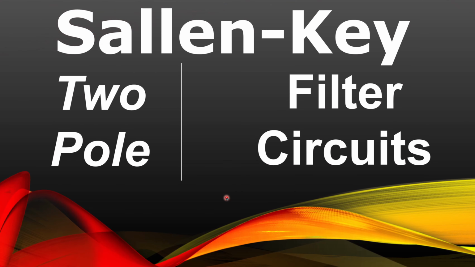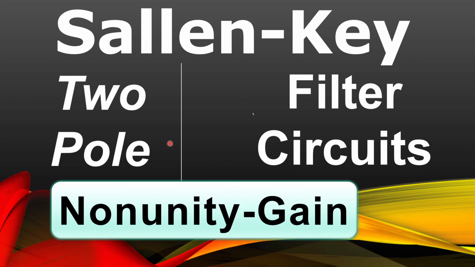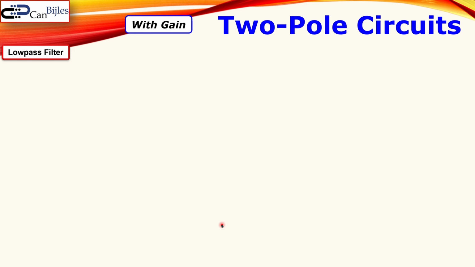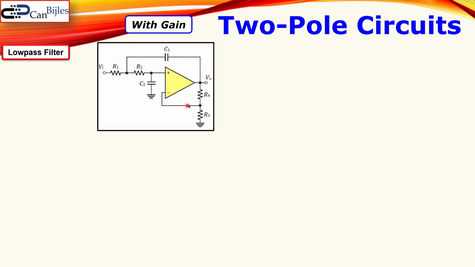Okay, now let's go to the Sallen-Key two-pole filter circuits. Now in this case, non-unity-gain. Okay, so we have again our low pass filters and the high pass filter, but in this case we use a gain. Now you see the similar configuration as we have discussed before. Before there was just a simple wire here. Now we have the R3 and R4 here, which makes that gain.